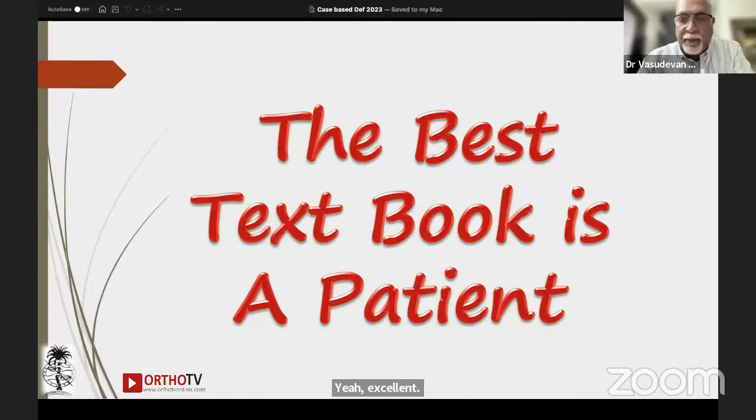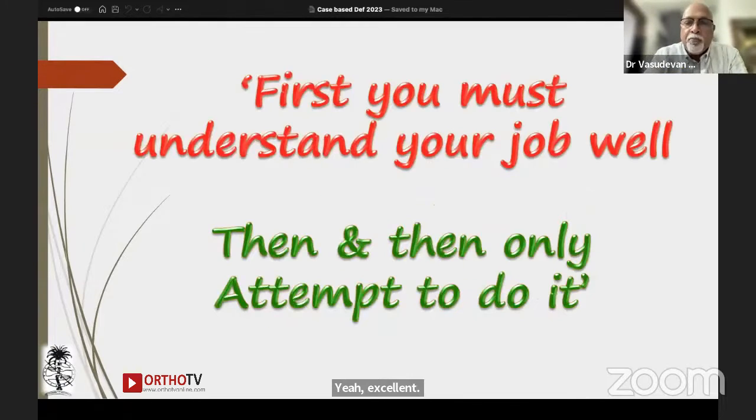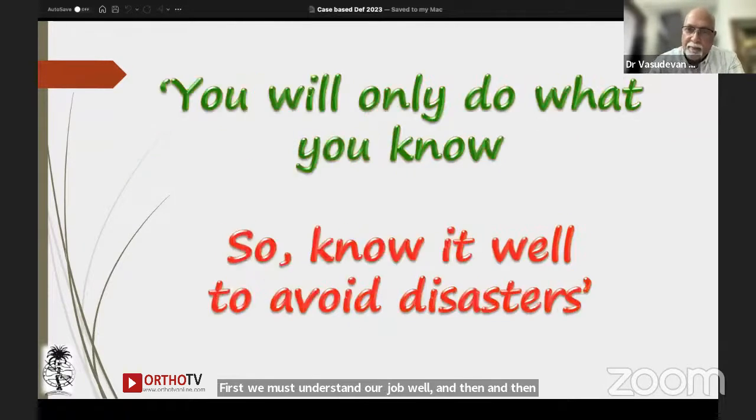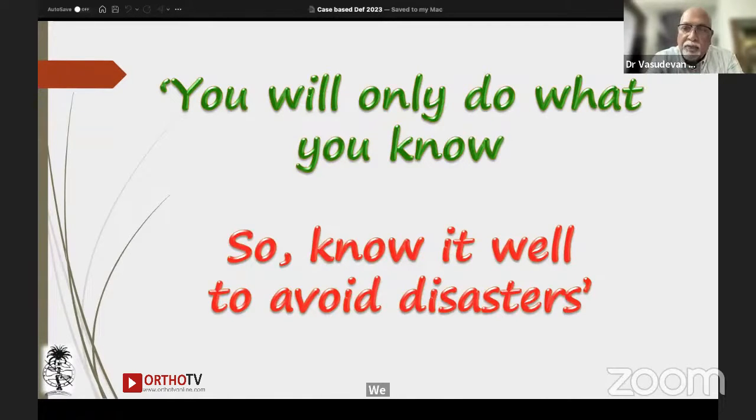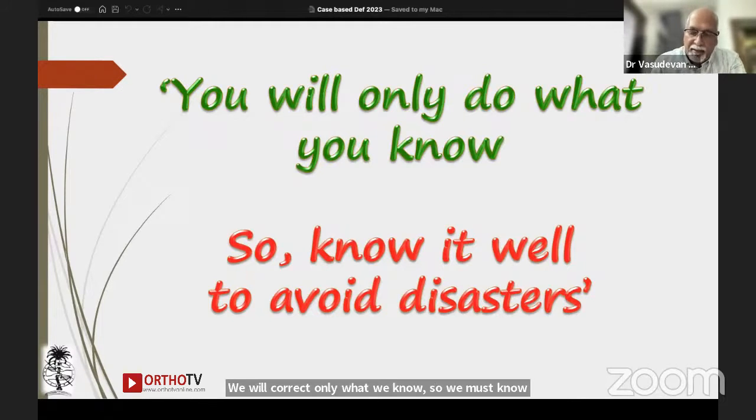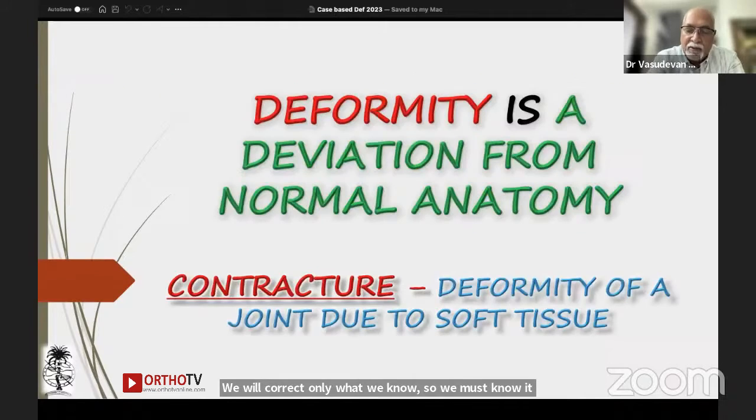The best textbook is a patient. First, we must understand our job well, and then only attempt to correct it. Very different. Because we will correct only what we know. So we must know it well to avoid disasters. That is what Hemant was mentioning. Analyzing the deformity is the most important part before attempting to correct it.